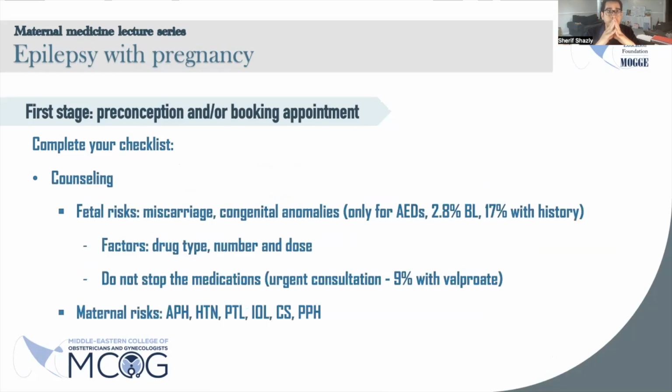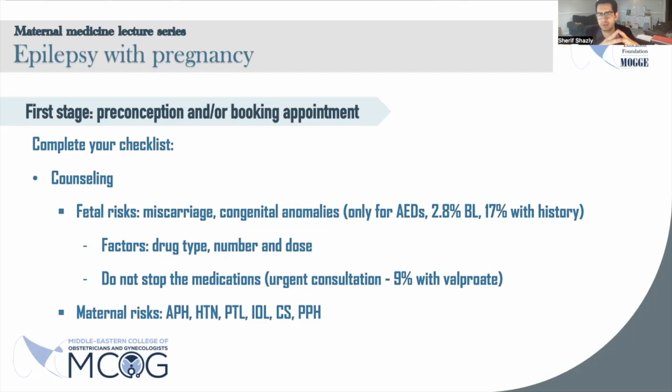So the last thing in your checklist for the first stage is basically counseling. And counseling here means basically that you talk to the patient. She typically should ask you what it means when she gets pregnant while she's known to have epilepsy. So I would say you should discuss fetal risks and maternal risks. So fetal risk, basically, there's the risk of miscarriage and the risk of congenital anomalies. This is straightforward.